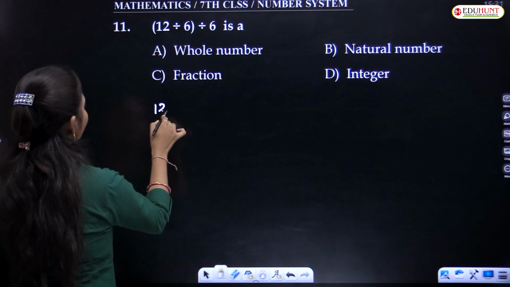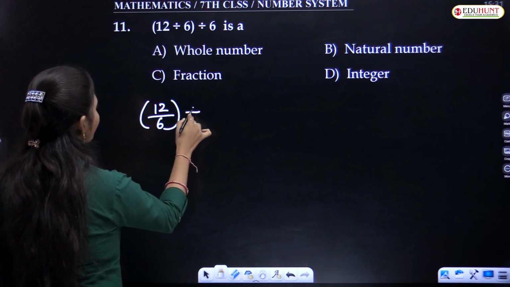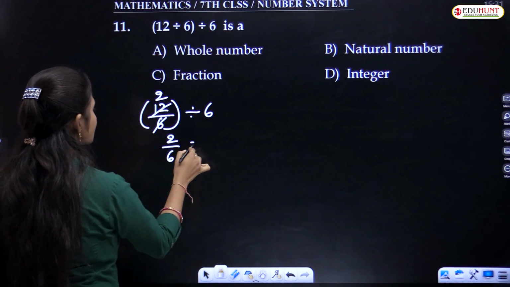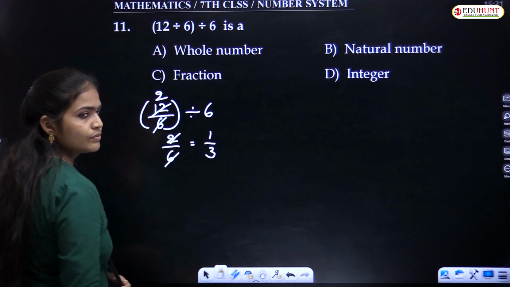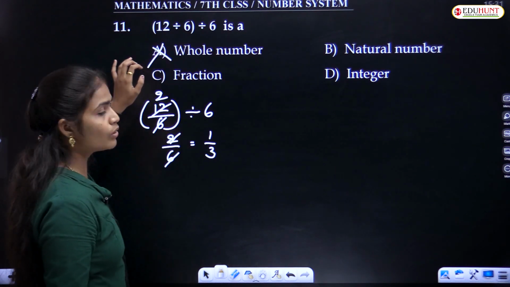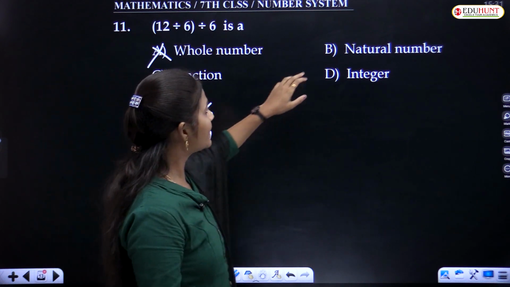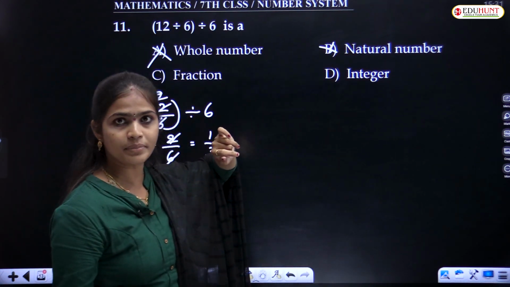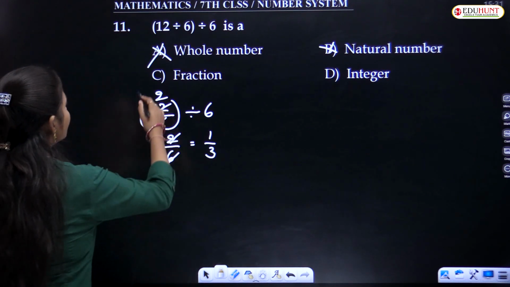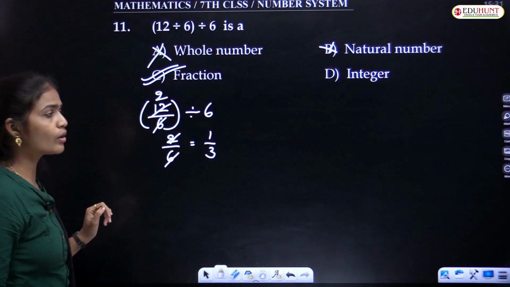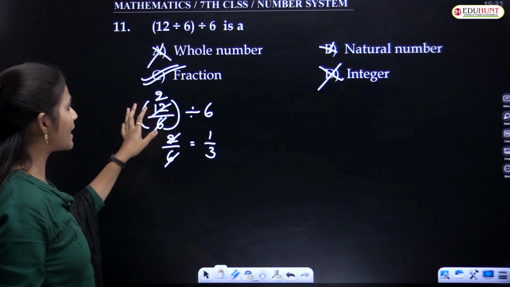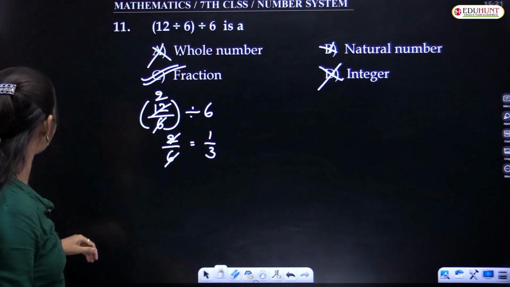Here 12 divided by 6, whole divided by again 6. So 6 2's are 12, and 2 divided by 6 is equal to 1 by 3. So which option is correct? Is 1 by 3 a whole number? No, this is not a whole number. Is 1 by 3 a natural number? No. Is 1 by 3 a fraction? Yes, 1 by 3 is a fraction. Next, 1 by 3 is an integer. That is wrong. 1 by 3 is a fraction, we just have to simplify it.